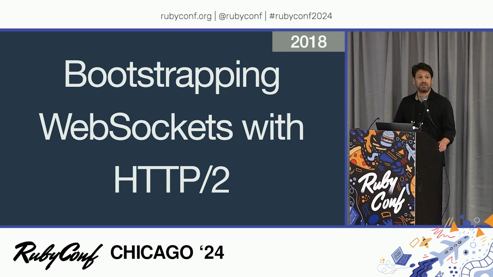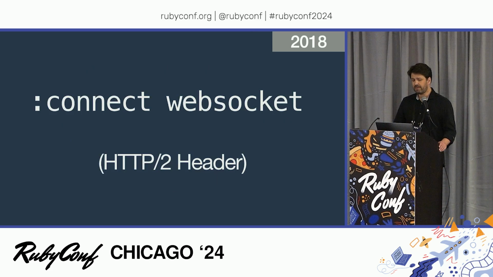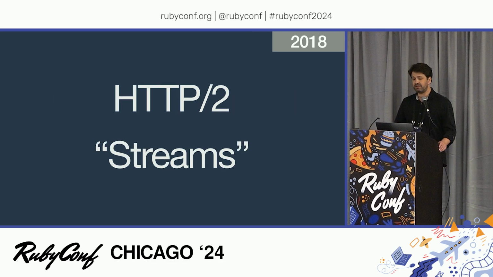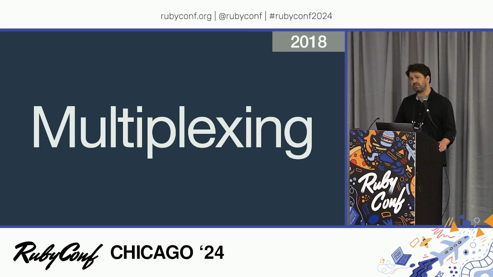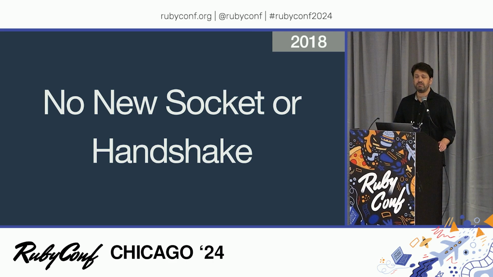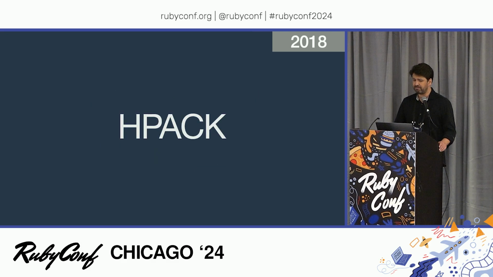And actually, this brings with it not only compatibility, but some real advantages. There's a new header. We connect WebSocket, a single header, and that can go over an HTTP2 stream, which, because H2 supports multiplexing, you don't have to start a new connection. You can just say, start a WebSocket stream. We can do lots and lots of these. And that way, we have no new handshake, no reconnection over a separate socket.